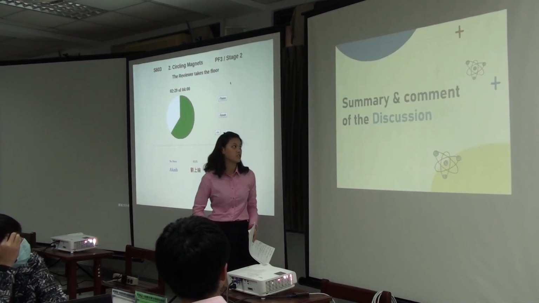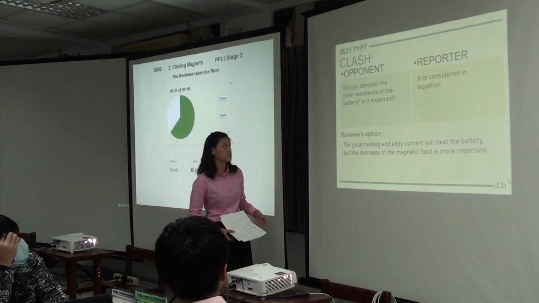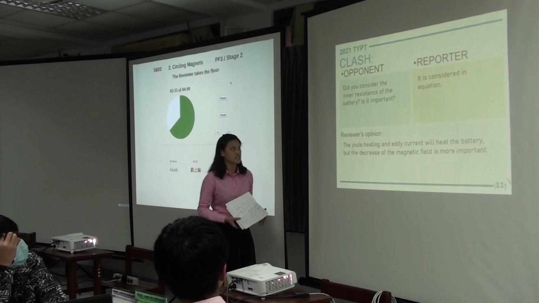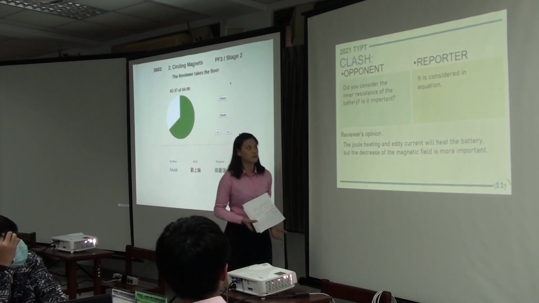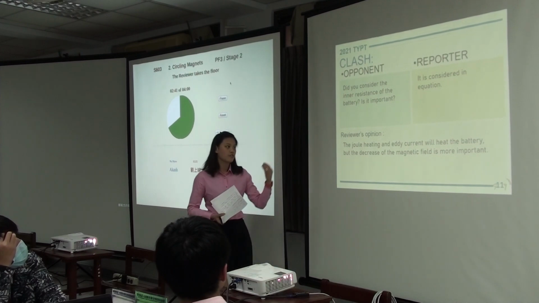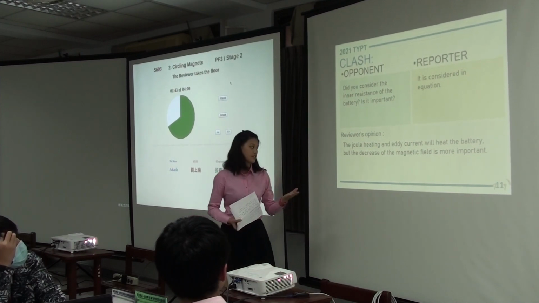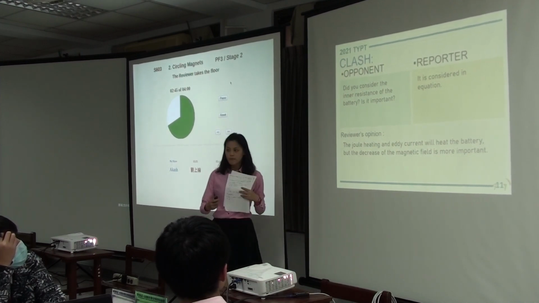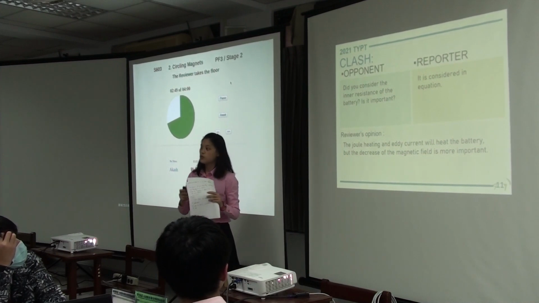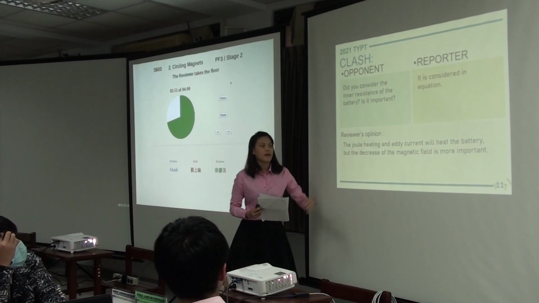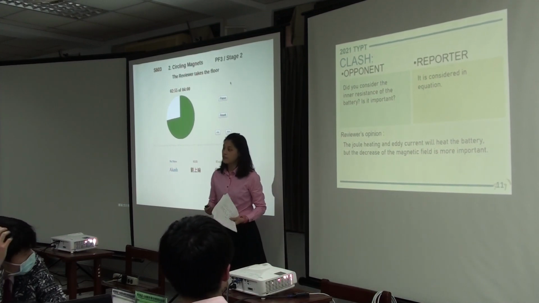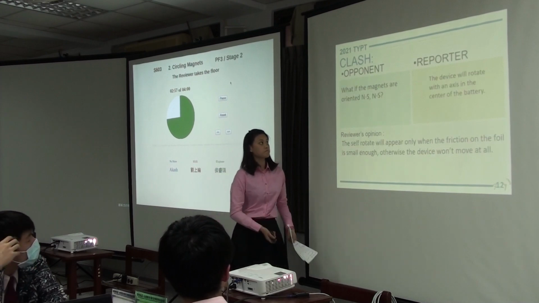He has some wrong opinions about the theory, and did not catch the key point of the problem statement. And the summary comment for the discussion is that the opponent actually considers the inner resistance of the battery to be so important. In my opinion, the joule heating and the effect of the eddy current will heat up the battery. But the rise of the resistance in the battery is so small. So the decrease of the magnetic field is more important than the rise of the resistance of the battery.